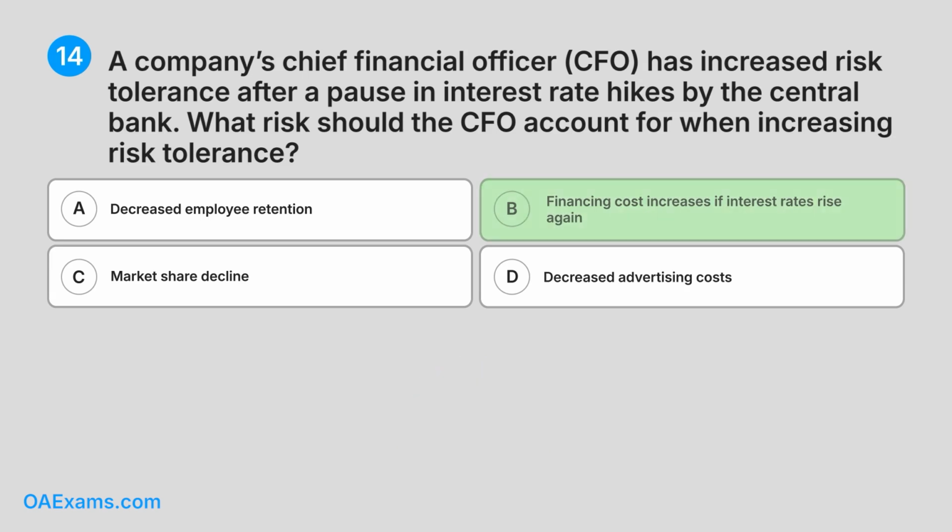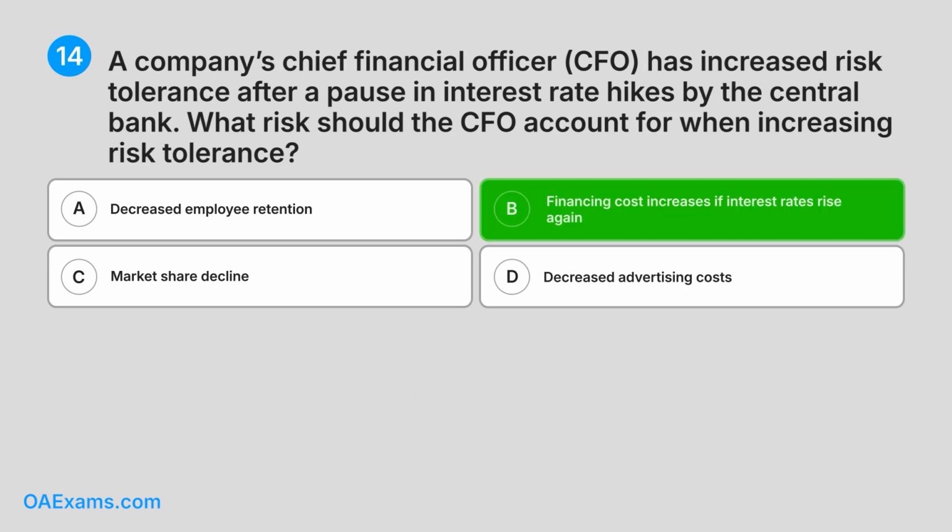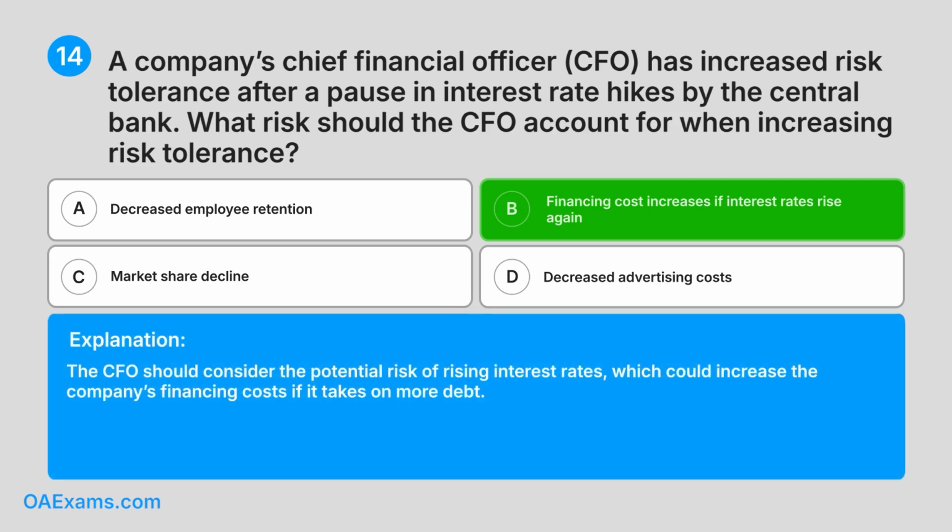Correct answer. B. Financing cost increases if interest rates rise again. Explanation. The CFO should consider the potential risk of rising interest rates, which could increase the company's financing costs if it takes on more debt.